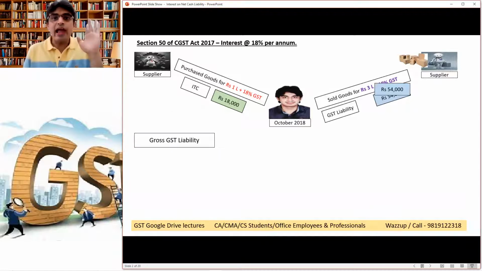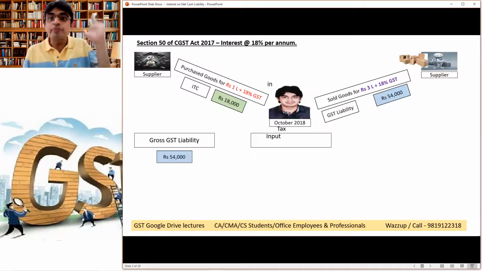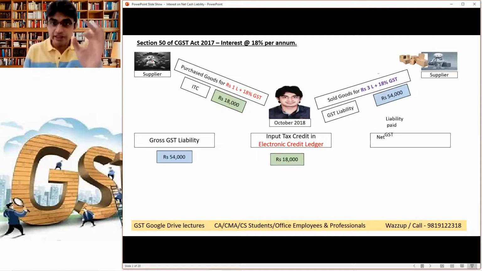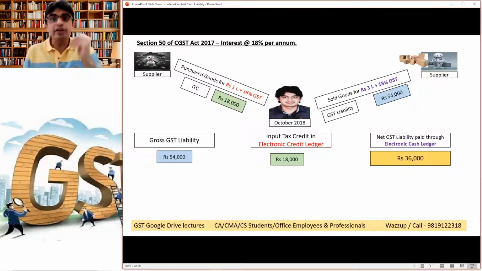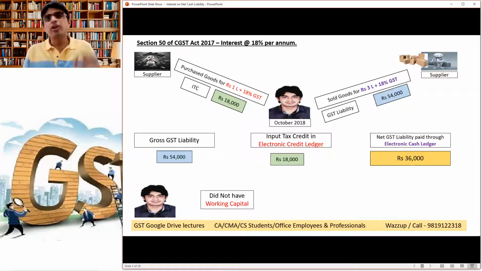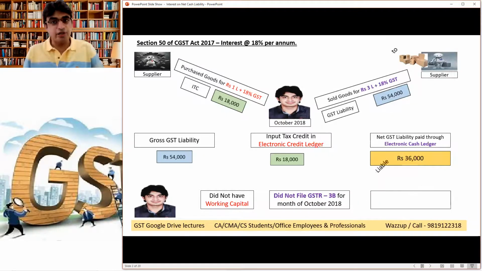So my gross tax liability was 54,000. My input tax credit during the same month was 18,000. So how much must I have paid through my electronic cash ledger? 54 minus 18, 36,000. So I must have paid 36,000. Now what happened? I did not have working capital. There was shortage of funds. Yaar, paise nahi the. So I could not file GSTR 3B for the month of October 18. I could not pay this 36,000. I became liable to interest under Section 50.